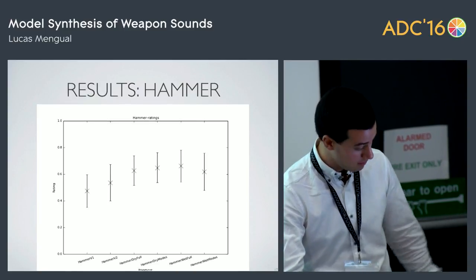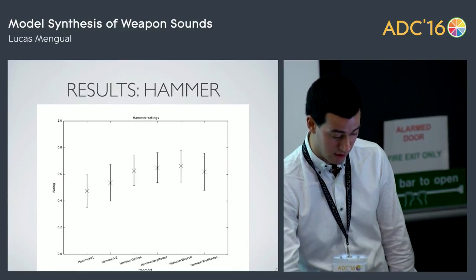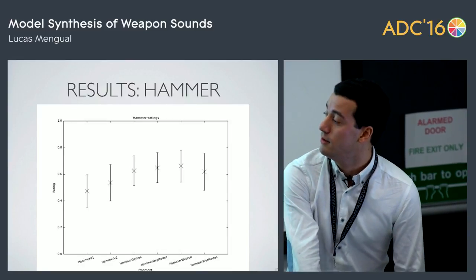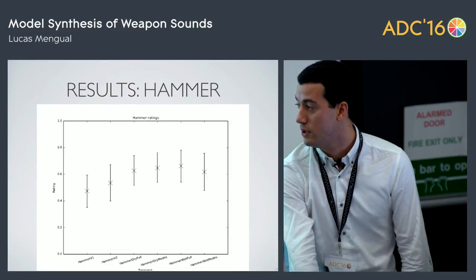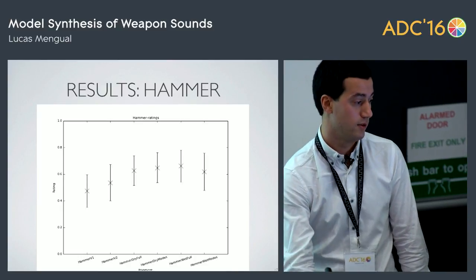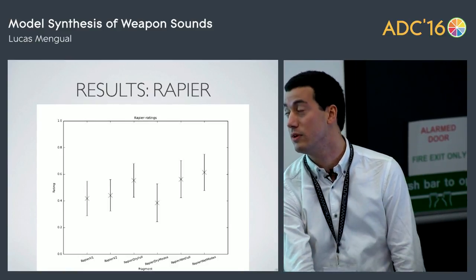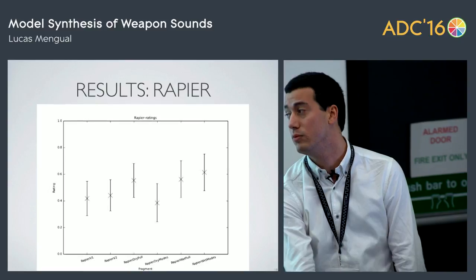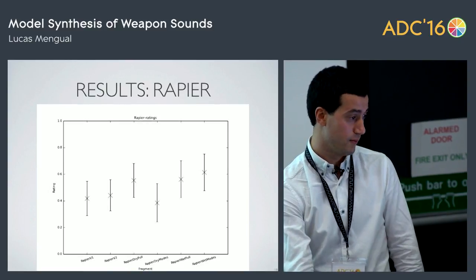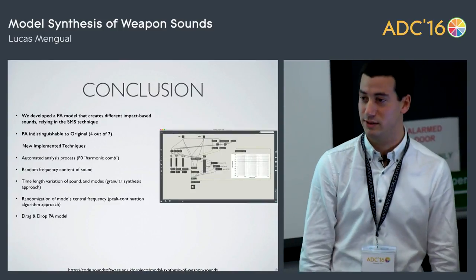The hammer, the same. The original sample was actually not so preferred as the procedural based ones. And again, you guys see the different versions are there. The rapier, again, the original had a very low desirability compared to the PA version. And that's all the different plots that I did.